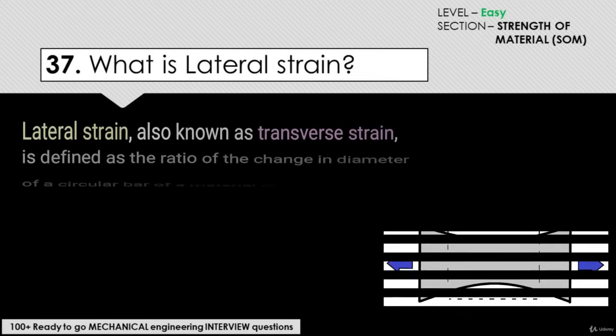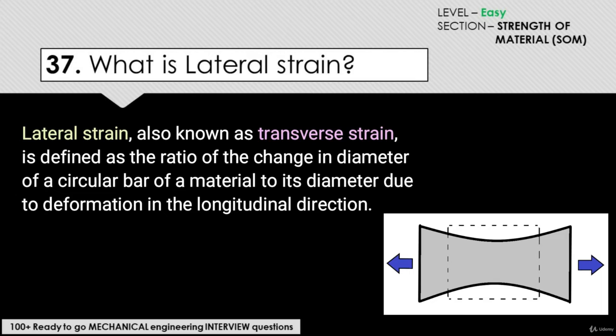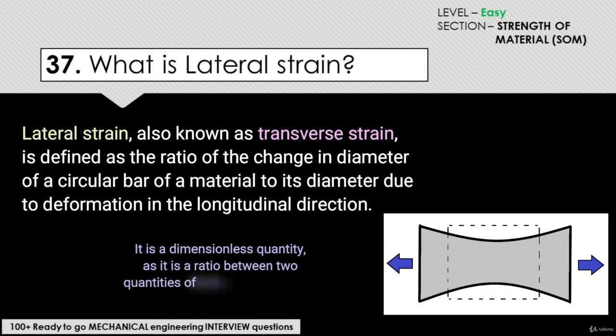In continuum mechanics, lateral strain, also known as transverse strain, is defined as the ratio of the change in diameter of a circular bar of a material to its diameter due to deformation in the longitudinal direction. It is a dimensionless quantity, as it is a ratio between two quantities of the same dimension.